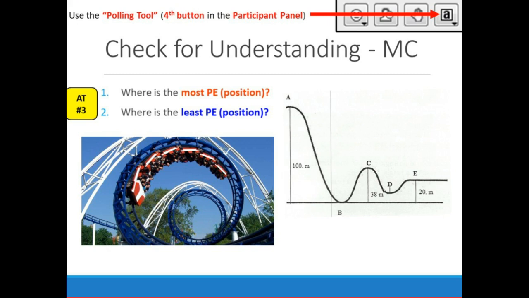Awesome. Okay, guys, let me give you your polling tools here. Where is the most potential energy, or the highest position, on this diagram? Take a look at our roller coaster diagram here. You've got A up here, B down here, C, D, and E. Where's the most potential energy? Use your polling tools. Your green checks have turned into polling tools. Grab that tool. Give me an A, B, C, D, or E.